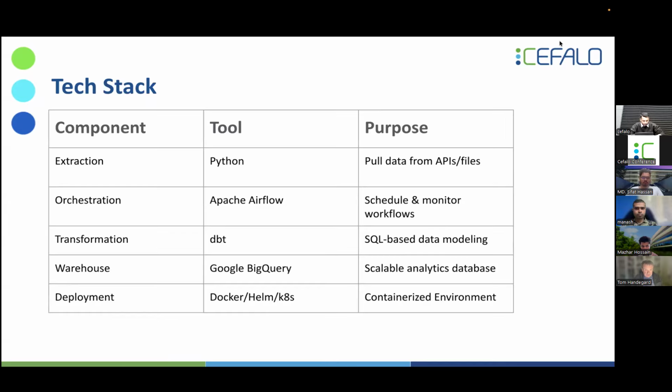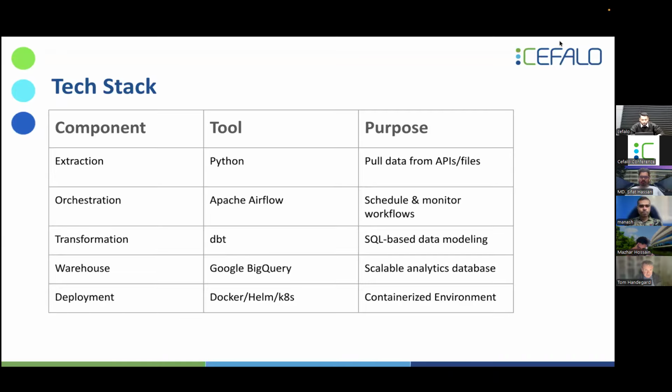For the tech stack, for the extraction part, we are going with Python. Python is very popular. I think it's right now the most popular language in the whole world. The purpose of using Python is pulling data from different APIs and files. Then for orchestration, we are going to use Apache Airflow. It's an open source tool. It was initially developed by Airbnb, and then it moved under the Apache Foundation. It comes with a built-in scheduler, and also it has monitoring, so it's really easy to debug your workflows.